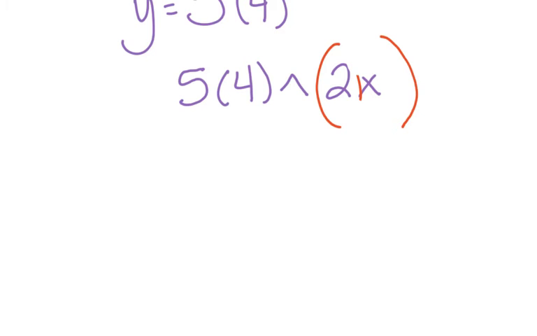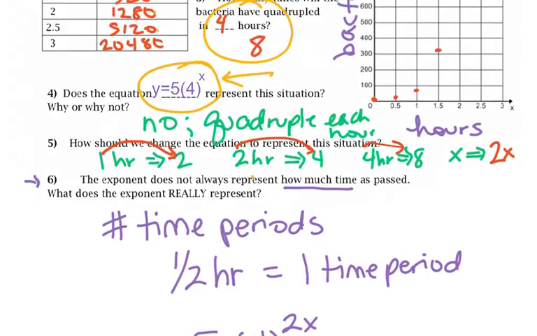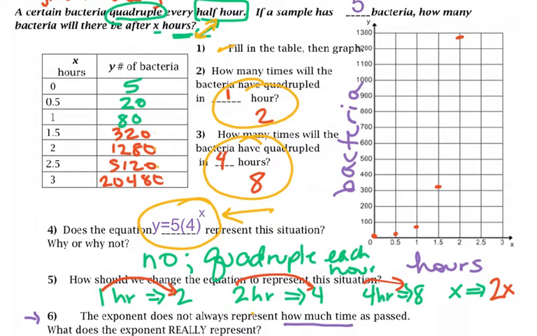So check that. Try a couple numbers from the table up above with your calculator, and make sure that if you do 2.5, you get 5,120. So when you type in 5 times 4 to the power of 2 times 2.5, do you get 5,120? Make sure that that happens.